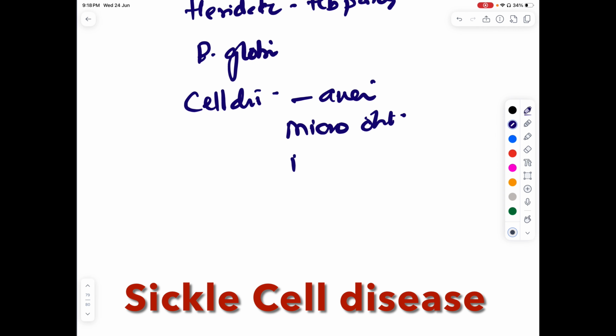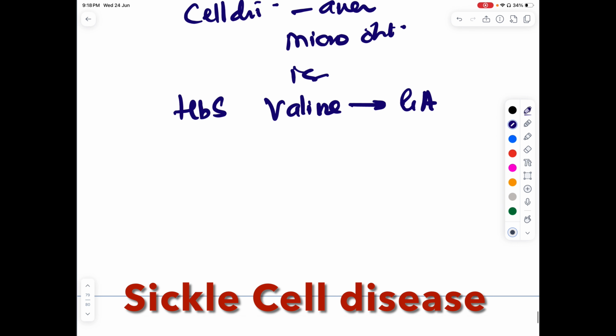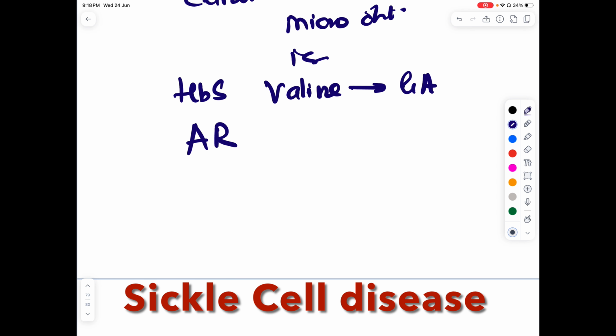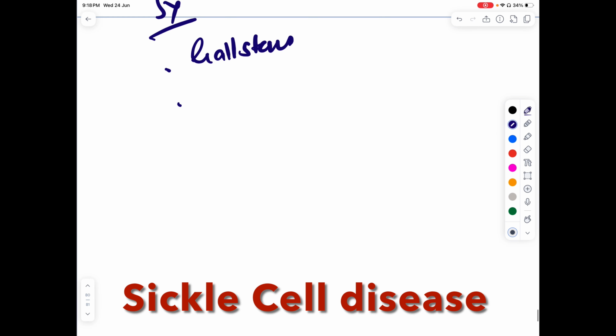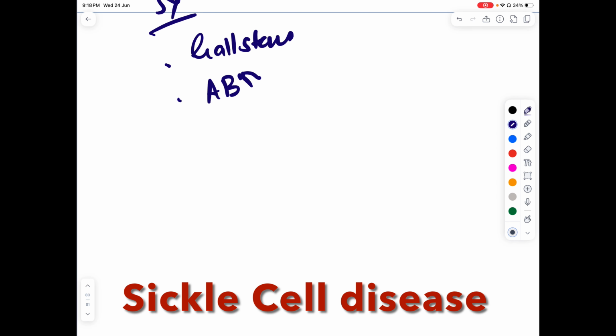So hemoglobin S is produced by substitution of valine for glutamic acid. It is inherited, autosomal recessive type, beta globin on chromosome 11. Surgical concerns: gallstones. What is the concern about surgery? Gallstones, avascular bone necrosis, bowel ischemia, osteomyelitis, wound healing, then anesthesia, heart failure.